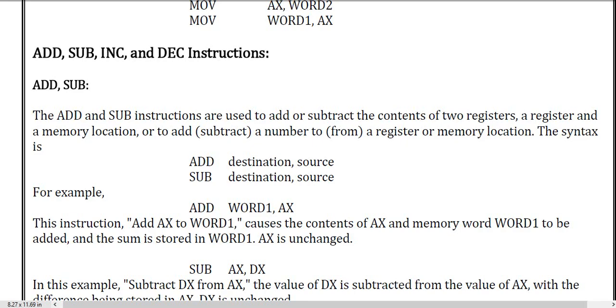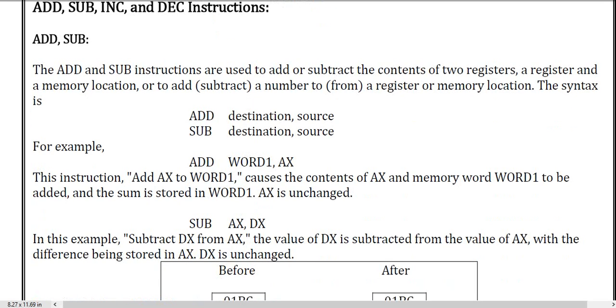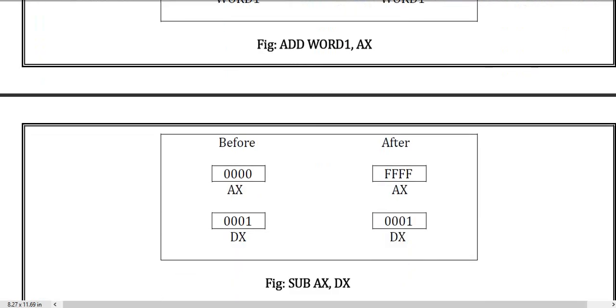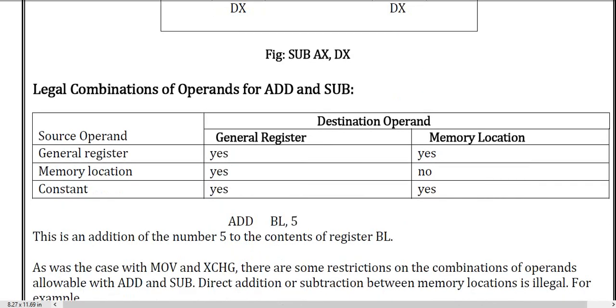Addition, subtraction, increment, decrement are also the same as the move function. First you have the destination, and right after that you have the source section. ADD destination, source means the source value will be added to the destination, and in SUB the source value will be subtracted from the destination. This is a legal combination of addition and subtraction for general register, memory location and constant. You can take a snap of this one.